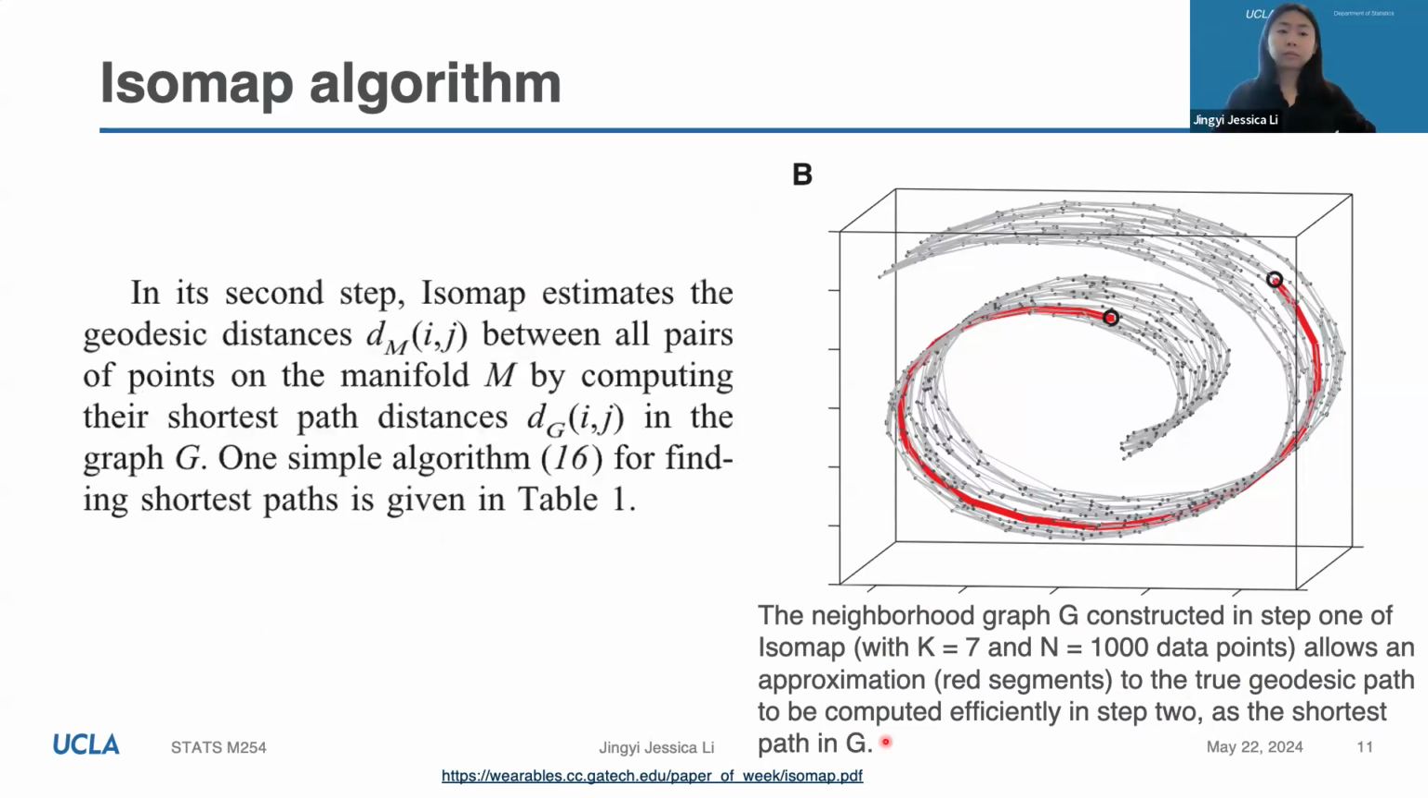In its second step, Isomap estimates the geodesic distances dM,ij between all pairs of points on the manifold M by computing their shortest path distances dG,ij. So this is based on the graph G. In the graph G, one simple algorithm for finding the shortest path is given in table 1. There's an algorithm. So basically, we're using dG,ij to approximate dM,ij because we don't observe the manifold. We're trying to infer the manifold.